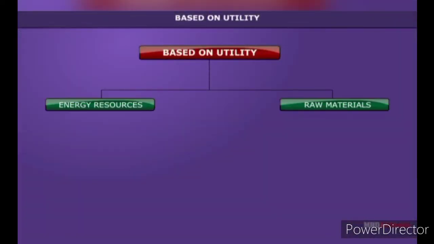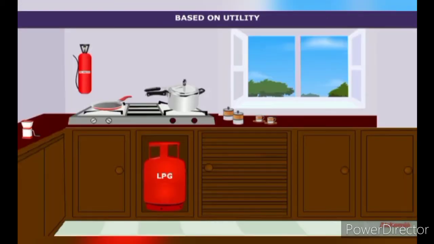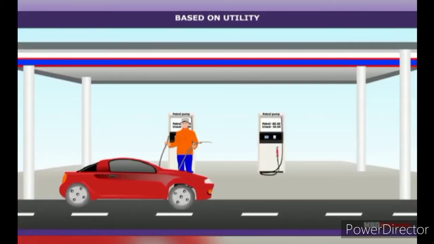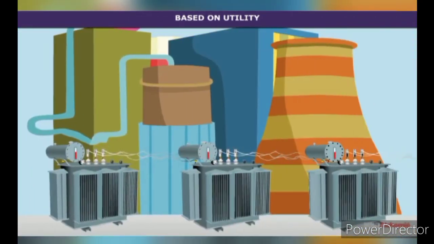Based on utility. Based on their use and utility, resources are classified into energy resources and raw materials. Energy resources: coal, gas, petroleum, water power, and even certain minerals like uranium are used for generation of electricity or as fuels for transport vehicles.